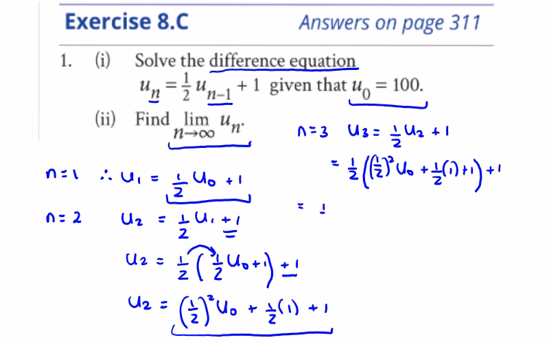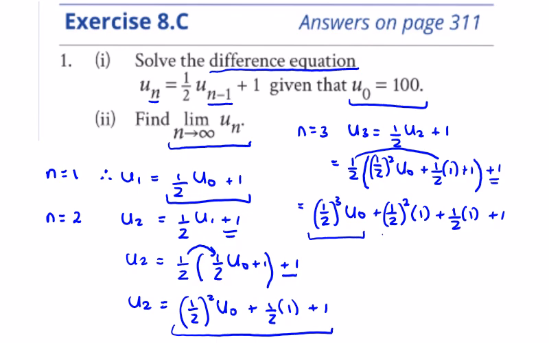That's equal to a half cubed by u0 plus a half, this half by this one in here, a half squared. Now the 3 is n, the 2 will be n minus 1 by 1. We don't need the 1. Plus a half by 1, and then this 1 at the end. So what we have is this expression here, and this is a geometric progression here.